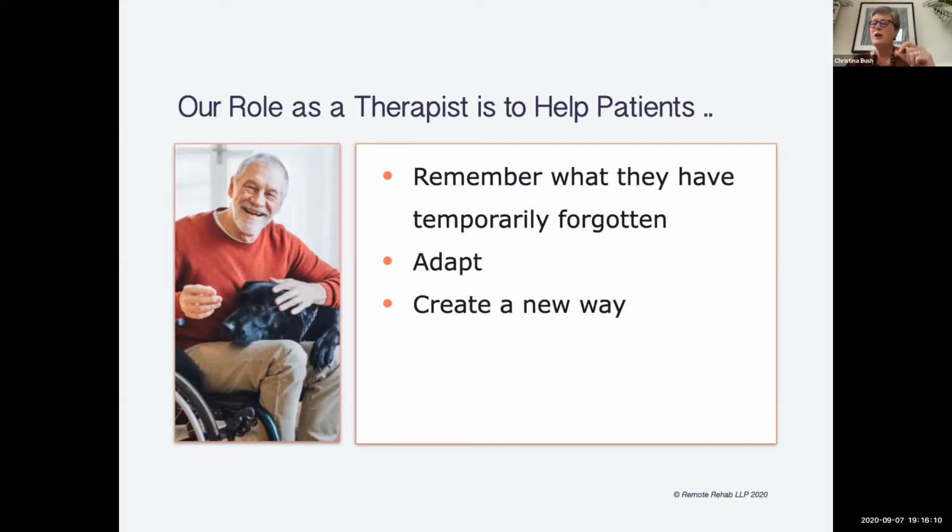You're also helping them sometimes to adapt. So I can't use that arm anymore. I can't use my right arm, so I may be able to use my left arm. So I need to adapt what I'm doing. And the third thing is we might be supporting our patients to create a completely new way. So I've lost all feeling down the left-hand side of my body. And what I used to be able to do when I was getting out of a chair was to feel that sensation right the way down the left side of my body. I can't do that anymore. So I'm going to have to create a completely new way of getting up out of the chair.